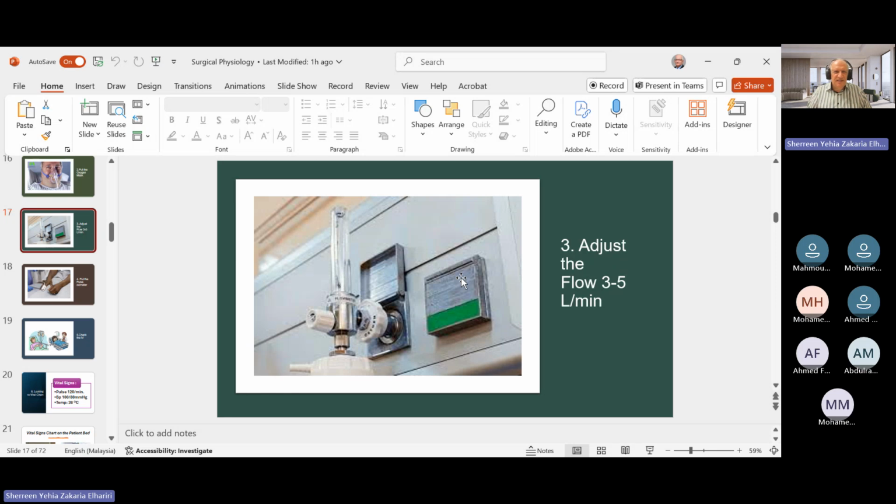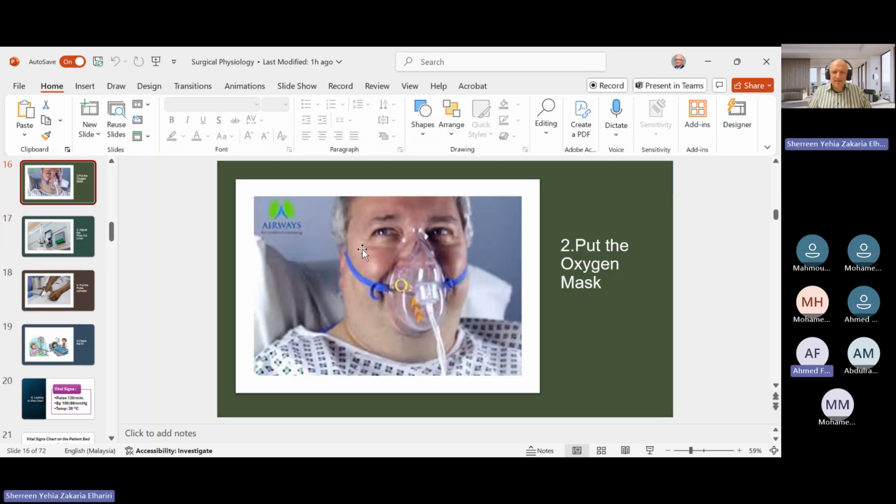Does anyone know what percentage of oxygen we give to a human or patient? I think 35%. No, let me ask it again. If you give this patient 100% oxygen, what happens to him? There's oxygen toxicity. We don't give the human 100% oxygen. We give 60 to 70% oxygen.